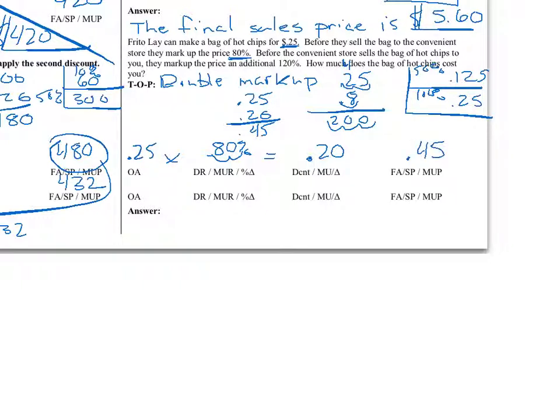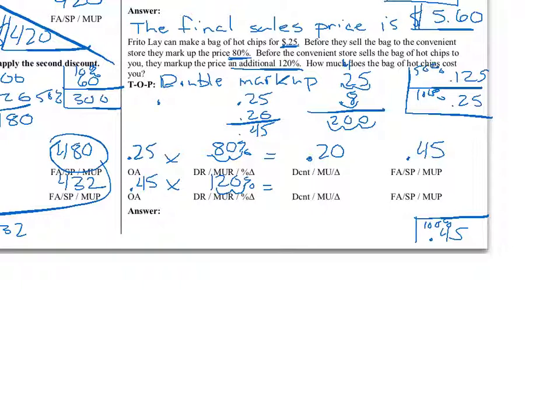The convenience store says, okay, I got this for 45 cents. I'm going to mark it up an additional 120%. Yikes. So we need to multiply 0.45 times 1.2 for my 120%. So in this case, for the second one, we only need a single benchmark here. We know that the markup should be greater than 100%, which would be 45 cents.